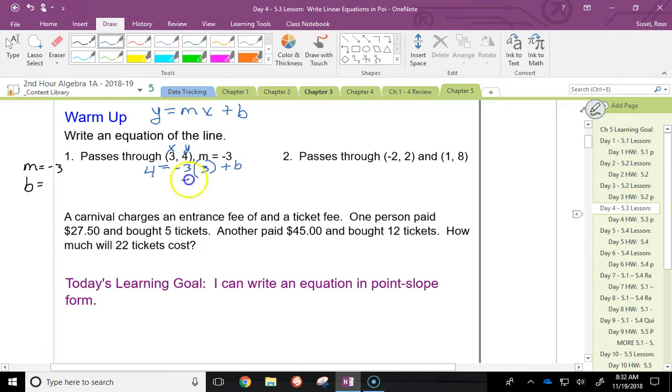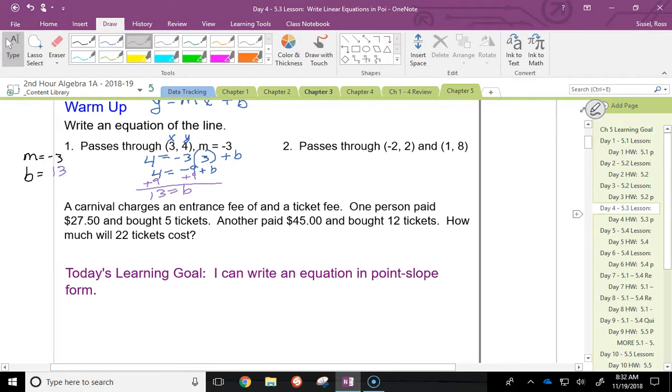-3 times 3 is -9. And I'm going to add the 9 to both sides of the equation. And I have 13 equals b. We now know our slope. We also know our y-intercept. We can write our line. Our line would be y equals, m is our slope, -3x plus 13. We all good with how we do that? Yes. Very important. Always know our slope, always get our y-intercept.